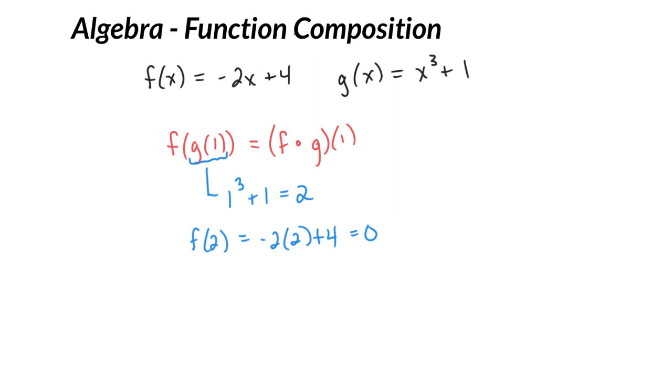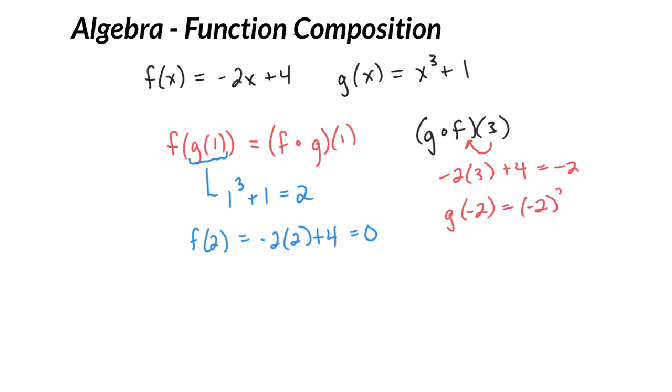Let's do g composed with f of 3. So now again, we start by plugging 3 into f. Negative 2 times 3 plus 4 is negative 2. We're going to plug that answer into g, since that's the outside kind of function. Negative 2 cubed is negative 8 plus 1 is negative 7. Okay. So that is a little bit different notation you might see, but works exactly the same way.